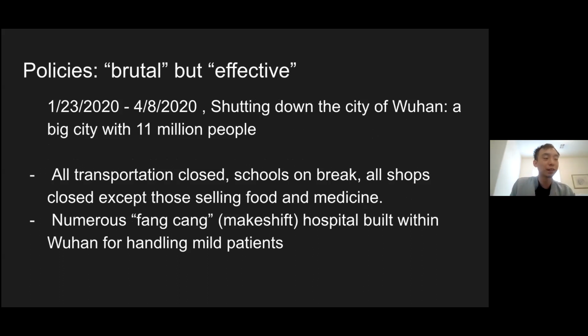The policies are actually pretty brutal, but also pretty effective. During late January to early April, Wuhan was shut down and all transportation closed, schools on break, shops closed, and numerous Fangchang, or makeshift hospitals, were built in Wuhan for handling mild patients. That's one of their strategies.